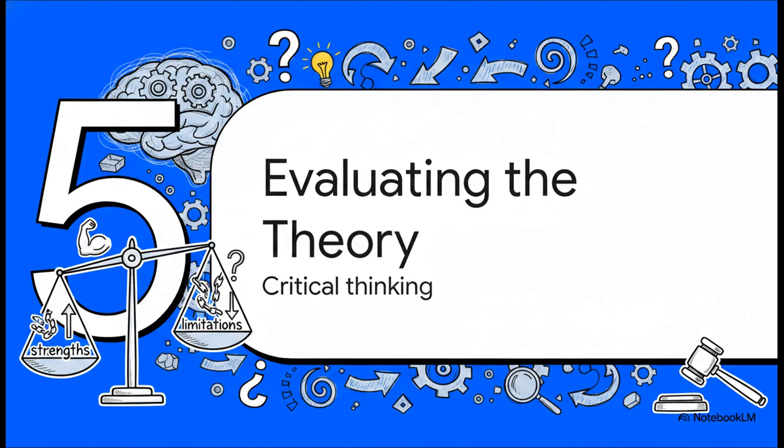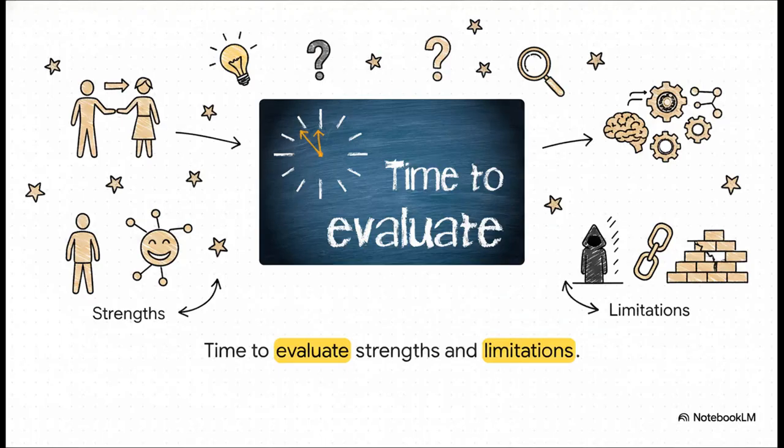Finally, Section 5, Evaluating the Theory. This is where we do the critical thinking for those top-tier marks. Yep, this is your AO3 objective. Demonstrating you can think critically is how you stand out. So let's do a quick silent solo moment here. Really think about social learning theory as an explanation for crime. Is it always perfect? Or can you think of some crimes or situations where it just completely misses the mark? What are the theory's blind spots?